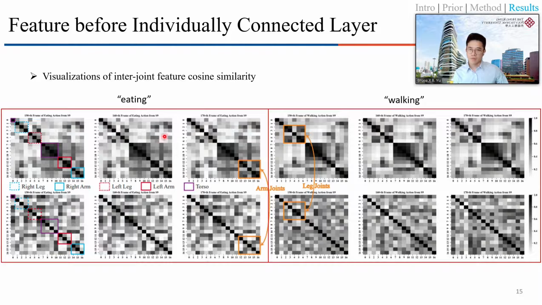So let's take a look at the feature before the individually connected layer. Intuitively, for the eating action, the joints of the two hands should be more similar to each other, while for the walking action, the two legs should be more similar to each other. As we can see from the inter-joint feature cosine similarity matrix, we can observe this similarity by using our individually connected layer, but did not observe this by using the fully connected layer, indicating that our method can effectively contribute to the performance.